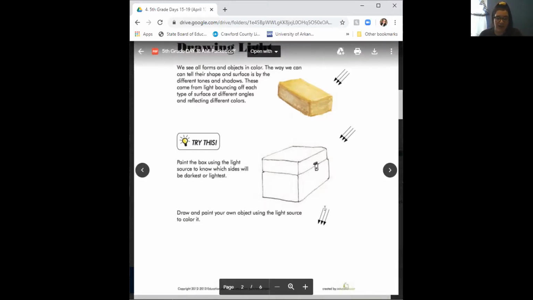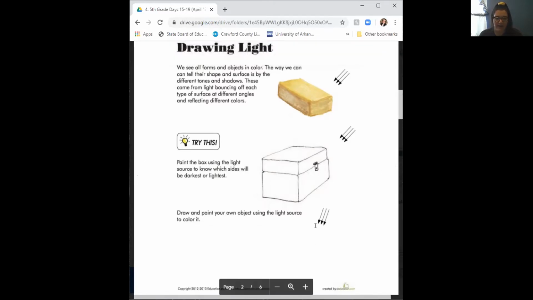And then here is your light source for it. So wherever you put your object, this is your light source. You're going to follow the light source down. Where is the light source directly hitting your object? Wherever it's directly hitting your object is the lightest part of your object. Whatever part of your object is not being directly hit or touched by the light is going to be the darker part. That's the easiest way to explain it to you.